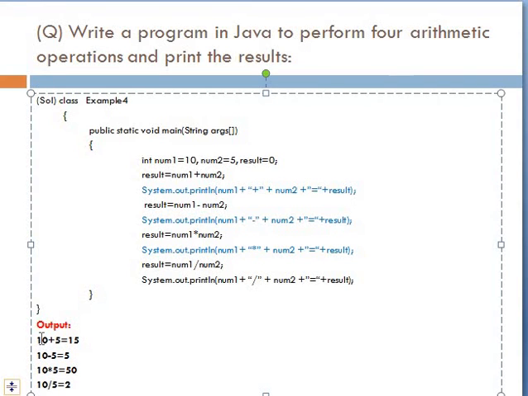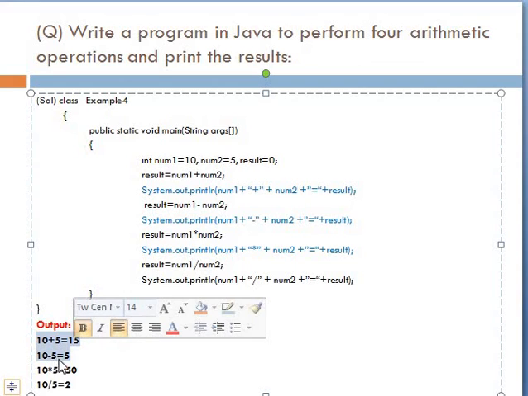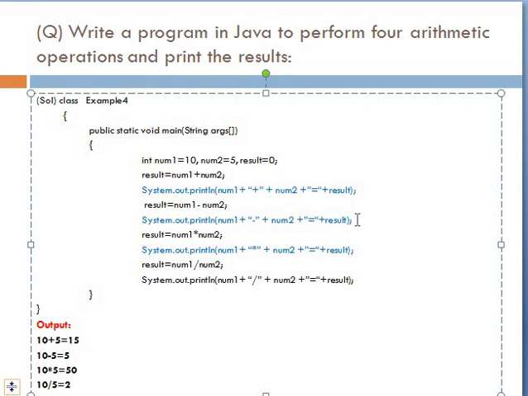So as of now we can see two values in the output. Those are 10 plus 5 equal to 15 and 10 minus 5 equal to 5. And once this statement gets terminated with the help of a semicolon, it shifts to the next line, where the new value of result to be calculated is result equal to num1 into num2. Now num1 into num2 gives 10 into 5, which is 50.